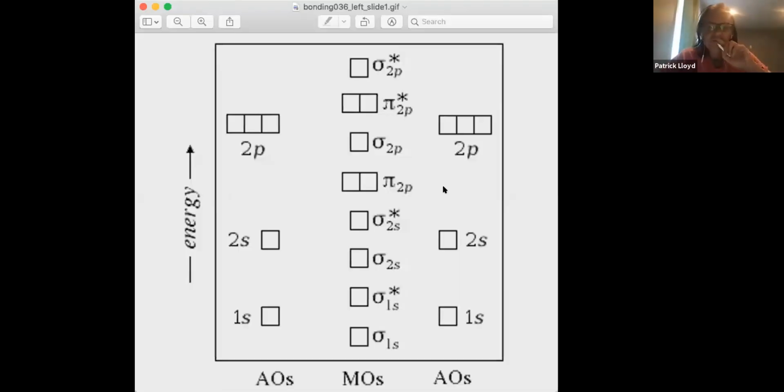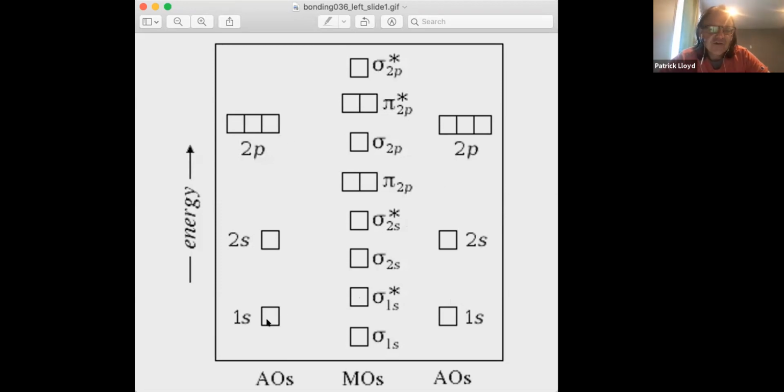Okay, so this is the one for groups 1A through 5A. That's the molecular orbital diagram for any element in groups 1A to 5A in the second row. Notice it starts at 1s, so we're actually going to do the core electrons here. And then it has the 2s and the 2p.